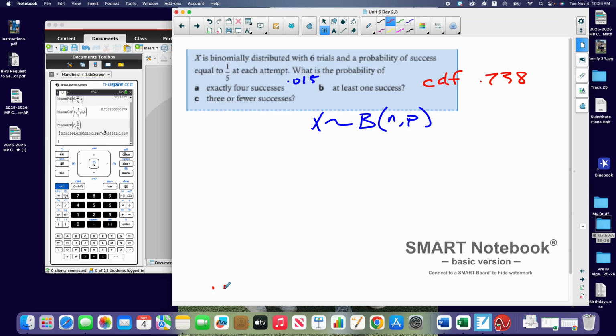All right. Last one here. I want 3 or fewer successes. So what do I want?